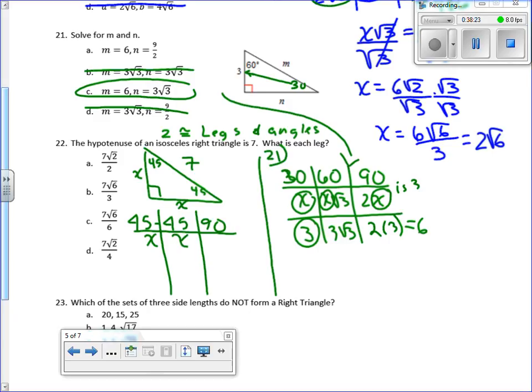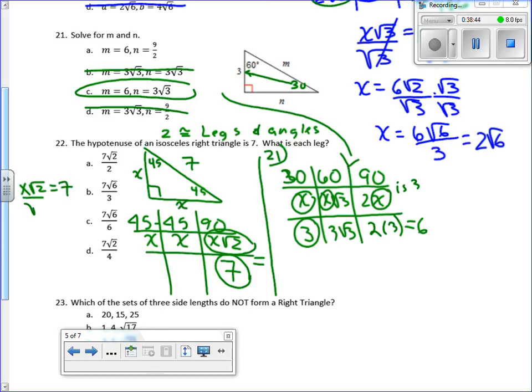So the legs are congruent, and this is going to be x radical 2. Those are the formulas you have to memorize. I know how long the hypotenuse is, so I'm going to come over here. That means x radical 2 equals 7.